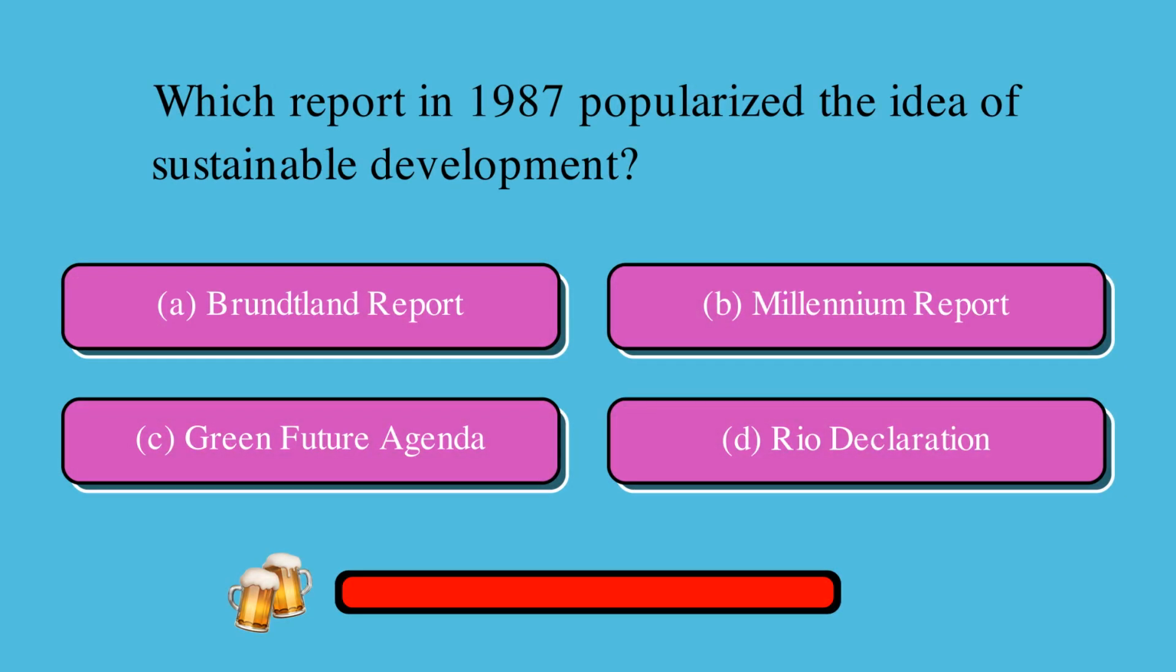Which report in 1987 popularized the idea of sustainable development? Is it A, Brundtland Report, B, Millennium Report, C, Green Future Agenda, or D, Rio Declaration? The correct answer is A, Brundtland Report.